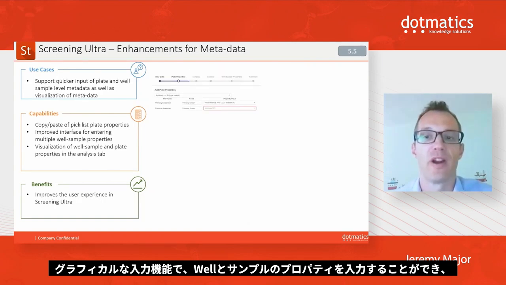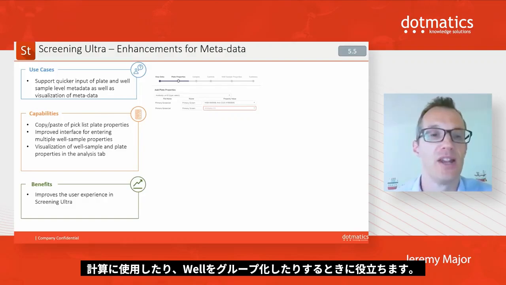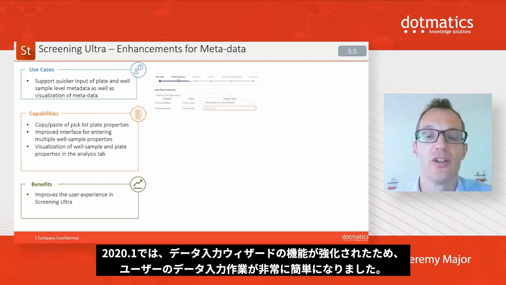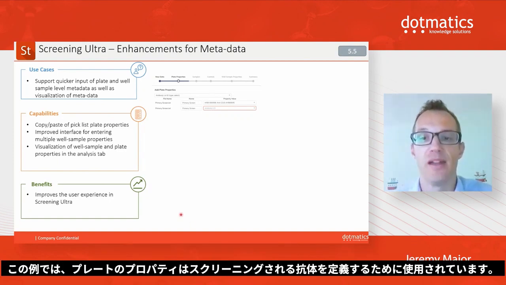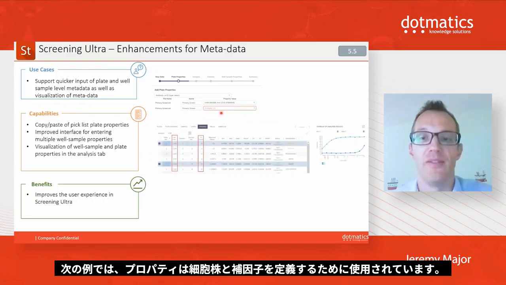Coupled with improved graphical methods to input well and sample properties, which can be used in calculations or to group wells together, the 2020.1 data input wizard enhancements make it much easier for users to enter their data. In this example here, the plate properties are being used to define the antibody being screened. In this second example, the properties are being used to define the cell line and the cofactor.